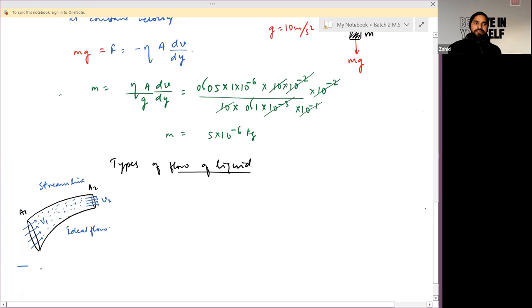For this, there should be some limiting conditions. First, the liquid should be non-viscous, incompressible, and irrotational.